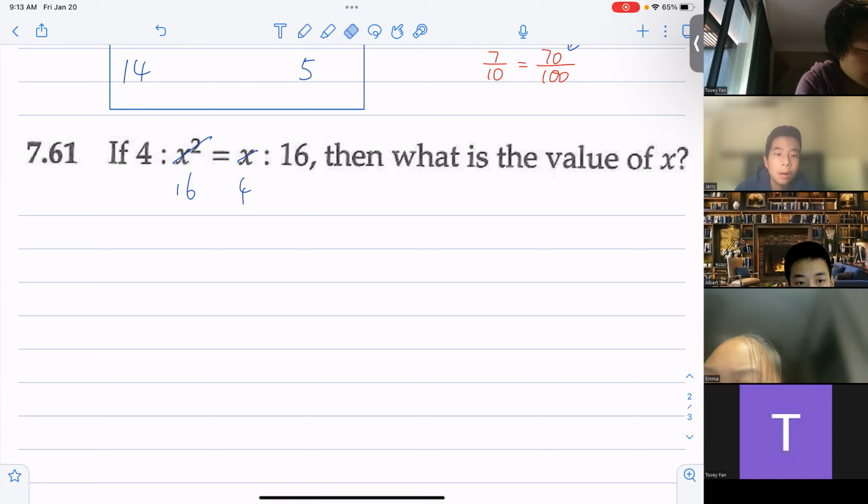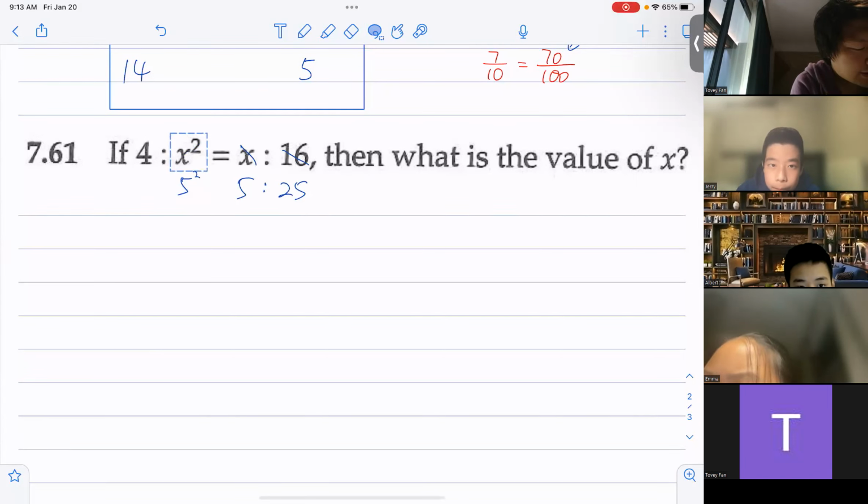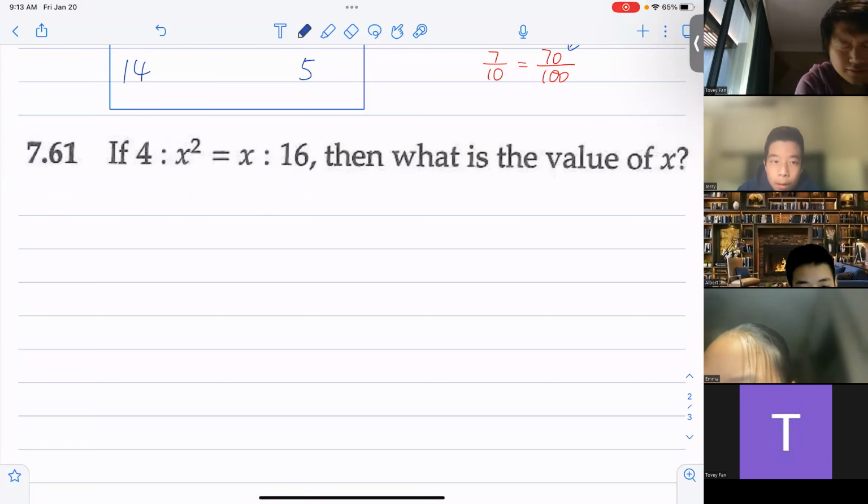Okay, but does this always work? What if I change this to say 25? Then if you make x to be 5, you see, that's not equal. So in this question, if you just figure out x squared is 16, it worked, but it doesn't always work. Any other idea that can always work?